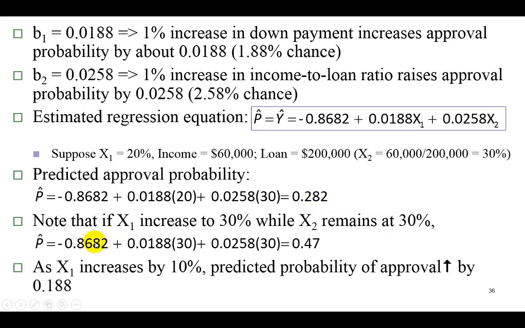Note also that if x1 increases to 30% from 20%, with the income to loan ratio remaining the same at 30%, the predicted likelihood of the loan being granted rises from 0.282 to 0.47, an increase of 0.188 in terms of the probability. So a 10% increase in x1, the down payment, raises the likelihood that the loan will be approved by 0.188.